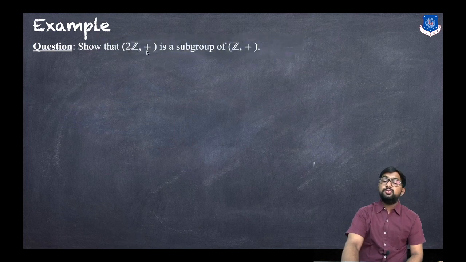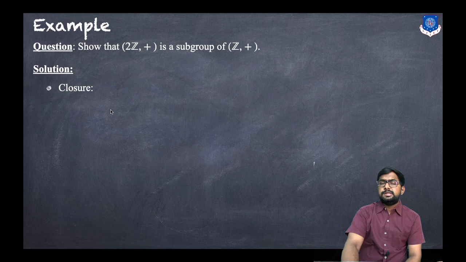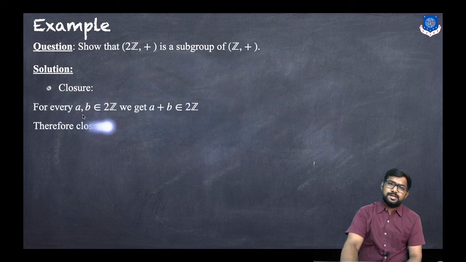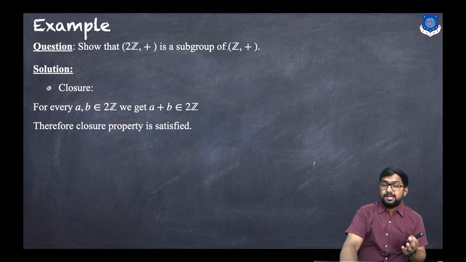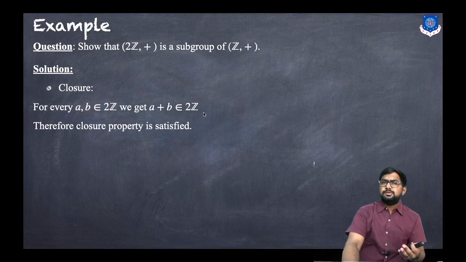Show that 2Z plus is a subgroup of Z plus. So the solution is what? See, first let us check the closure property. For every a, b belongs to 2Z. As we know that 2Z is a subset of Z, so there is no need to check that. Now we'll check that 2Z plus is a group. For 2Z plus to become a group, we'll check the closure property. For every a, b belongs to 2Z, we get a plus b belongs to 2Z. That is very obvious.